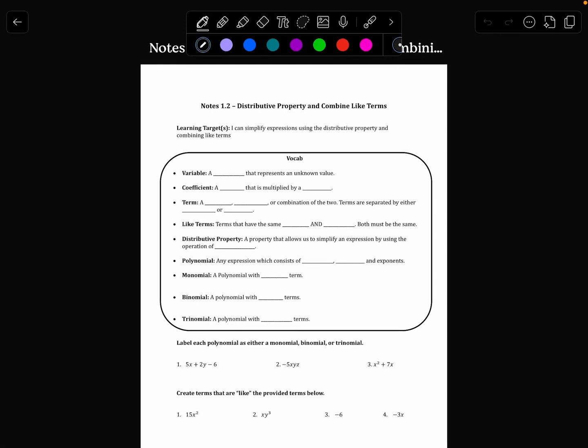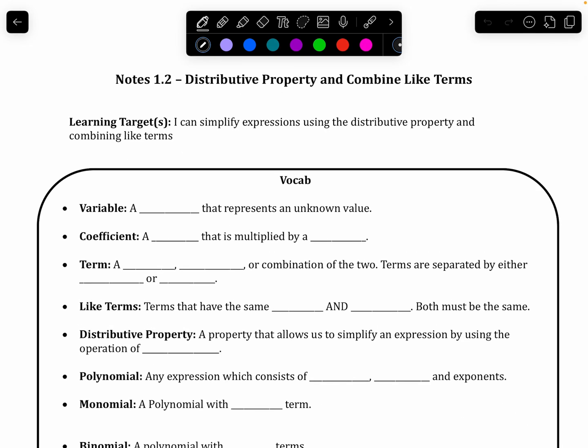Good afternoon. We are going to be going over the 1.2 notes, which for us will be the distributive property and combining like terms. The learning target for today is I can simplify expressions using the distributive property and combining like terms. So the notes that we did last time, which were our notes 1.1, talked about how to simplify expressions, and we learned how to do that by using the order of operations / PEMDAS.